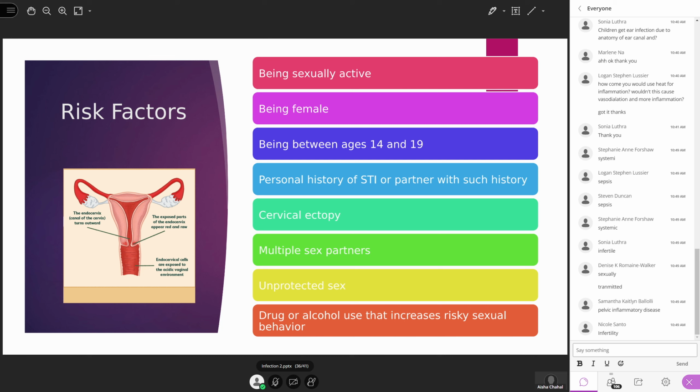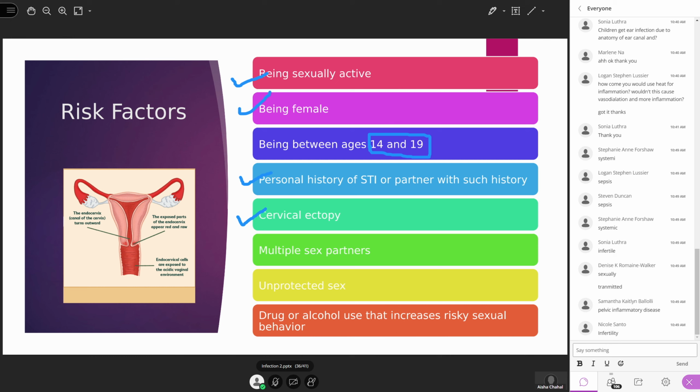Risk factors, though, this is so important. What are the risk factors for chlamydia? Being sexually active, being a female, puts you at more risk. This is the age that is most at risk: teenage, between 14 and 19. Chlamydia infections, usually they get before 25 or so. Personal history already of STI, cervical ectopy.